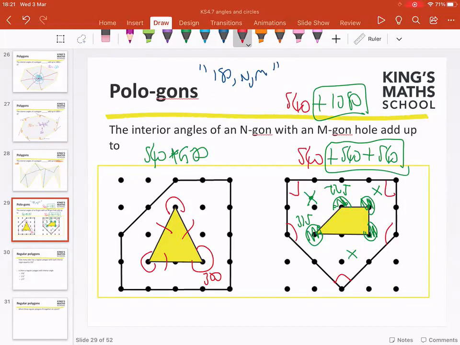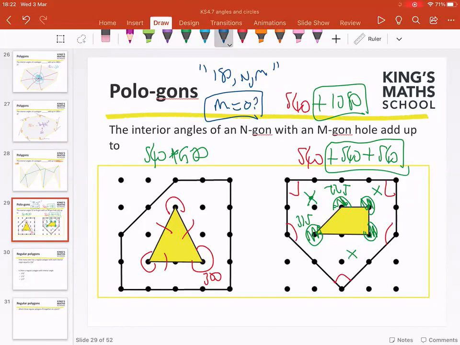And then the really interesting question is, what happens when M is zero? Because when M is zero, there isn't a hole. So when M is zero, your formula should give you the normal answer when there's nothing in the middle, it's just the normal shape. So does it? You can tell by the way I'm asking, the answer is no. So what happens?